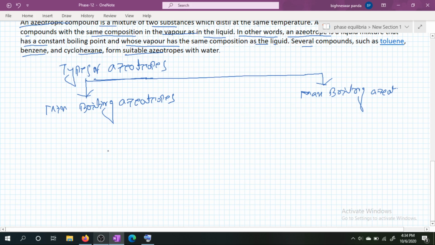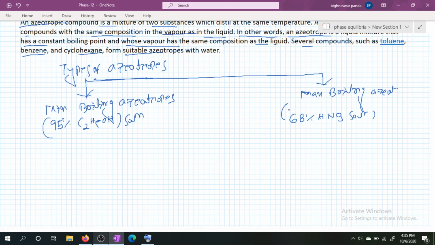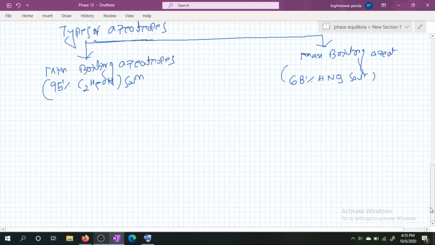For the minimum boiling azeotrope, consider the example of a 95% C2H5OH solution, and for the maximum boiling azeotrope we have to consider a 68% HNO3 solution. 95% C2H5OH means if we consider 100% of the solution mixture, there will be 95% alcohol and 5% water. Similarly, a 68% HNO3 solution means there is 32% water and 68% HNO3 component.